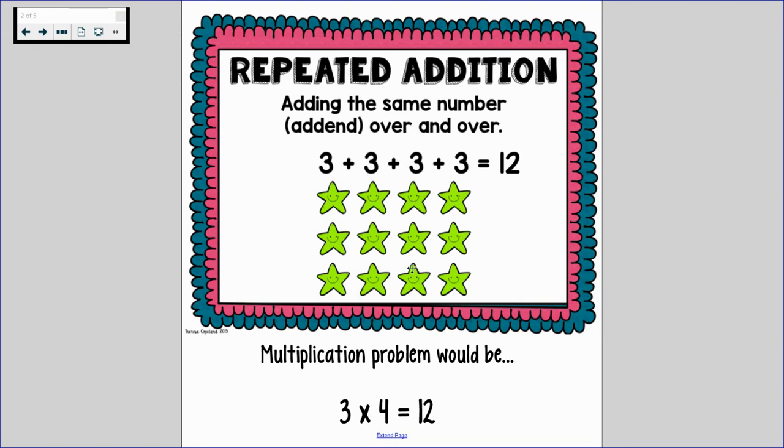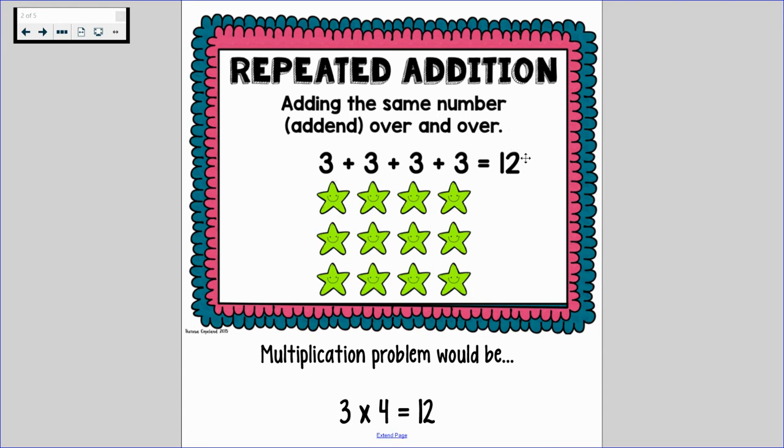As you can see on the screen here, we have all of these stars. We have 1, 2, 3, 4 stars in each row and 1, 2, 3 stars for each column. If you just do 3 plus 3 plus 3 plus 3, going through all the columns, you'll get a total of 12 stars. That's just adding them over and over again until you get the total 12.